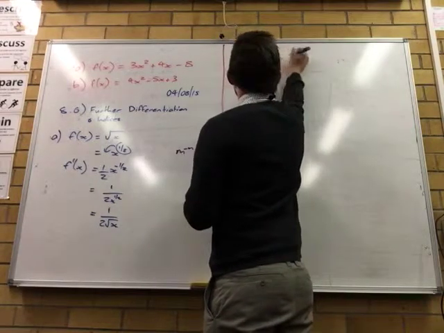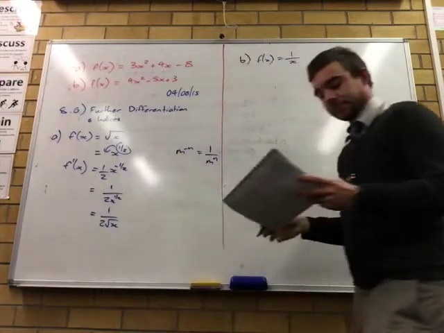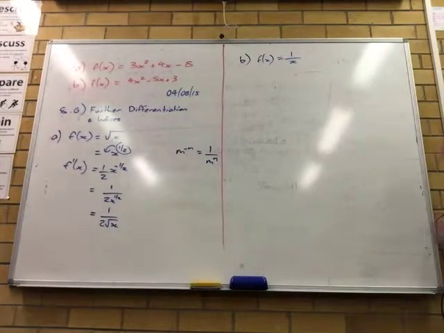Alright, B: f of x is 1 over x. This is further differentiation, so really what we need to do is set it up so that we can differentiate. I really don't want to have to go through this using first principles, because that would be a nightmare with fractions involved. You need to know your index laws to be able to manipulate that so that you can use your shorter methods of differentiation.